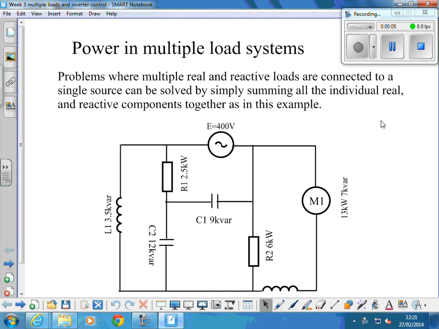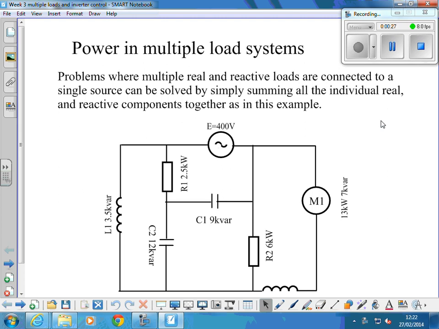Problems. Powering multiple load systems. So, if we're talking about major power systems, like the supply coming into some kind of factory or an area, it's going to have multiple loads to that one load center.